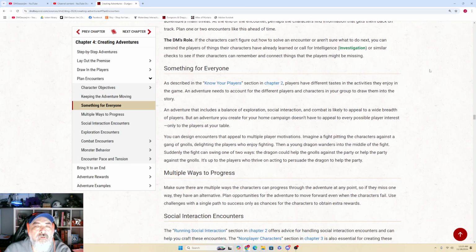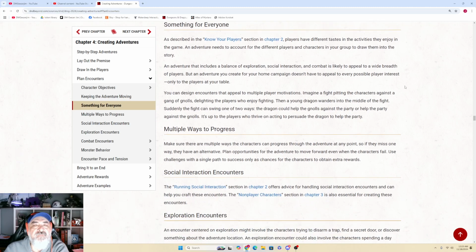The DM's role. If the characters can't figure out how to solve an encounter or aren't sure what to do next, you can remind the players of things their characters have already learned, or call for intelligence investigation or similar checks to see if their characters can remember and connect things that the players might be missing. The next section is something for everyone.